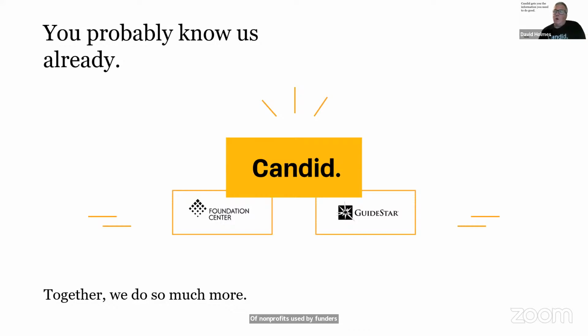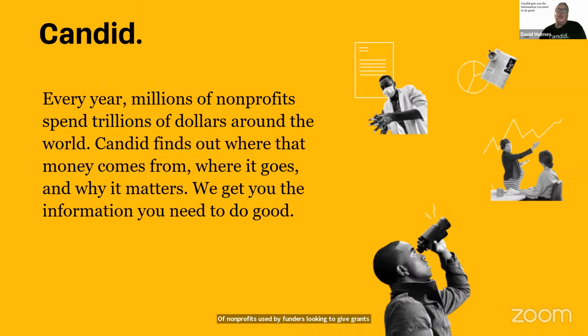So together, what we do is try to collect information and share it with everybody so that you can find out what's the most important stuff for you, how to run your organization, how to run it well, how to find funding, how to keep getting funding, how to deal with some of the changes that happen in the nonprofit world. We do this through our website, which I'll show you. It's candid.org. I'm going to show you that in just a little bit.